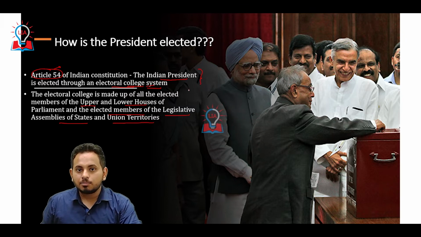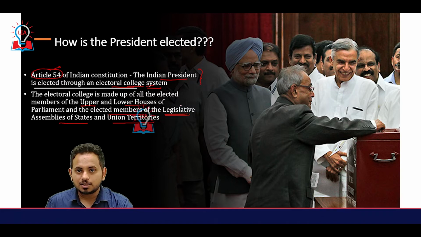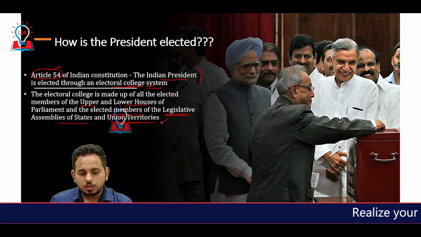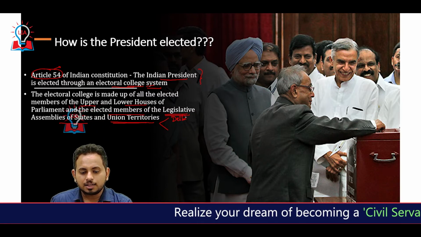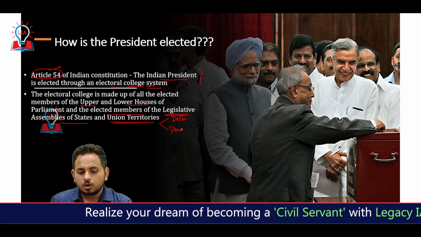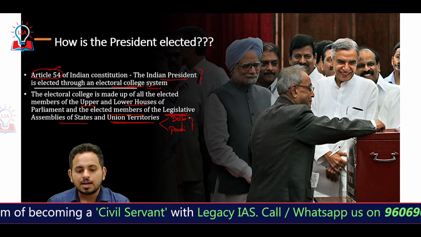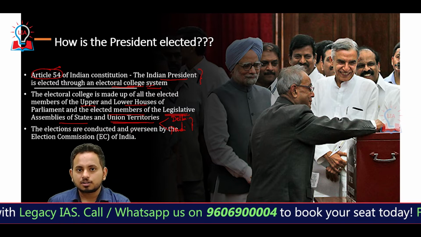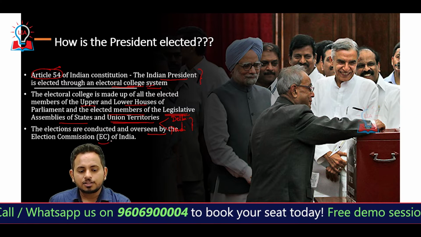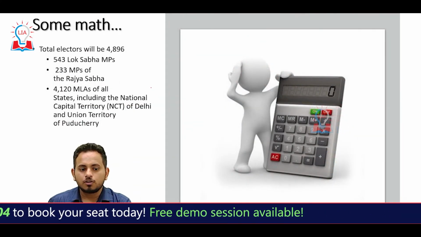The elected members of Lok Sabha and Rajya Sabha, that is the lower house and the upper house, and also the elected members of state legislative assemblies of states and union territories. Here you can see two union territories that have a legislature. One is the union territory of NCR, that is Delhi, and also Pondicherry. These two union territories have legislative assemblies, and the elected members of these legislative assemblies will take part in the election of the President. The elections are conducted and overseen by the Election Commission of India. This is the information regarding the process of election.